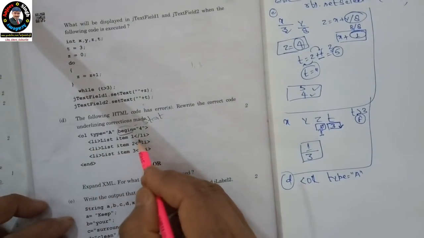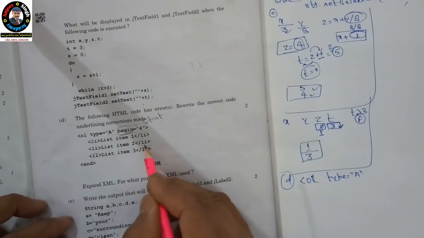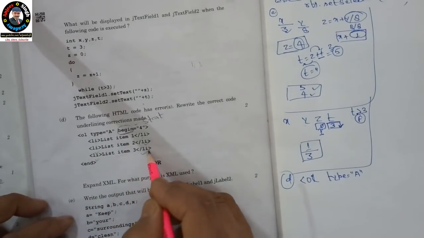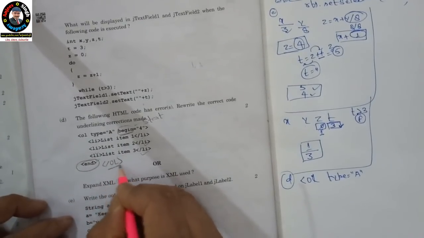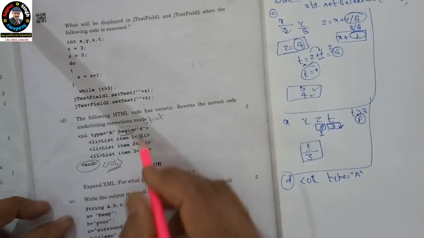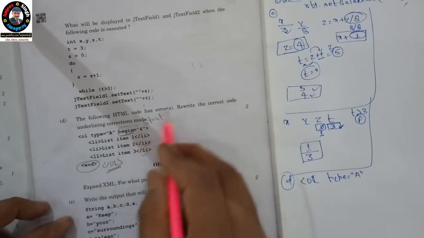Next is the li list item, close li, it's okay. Li list item 2, close li, it's okay. Li list item and close li, okay. But this int is an invalid tag here, so you have to write /ol here. So /ol and start. This is the correction of this code.